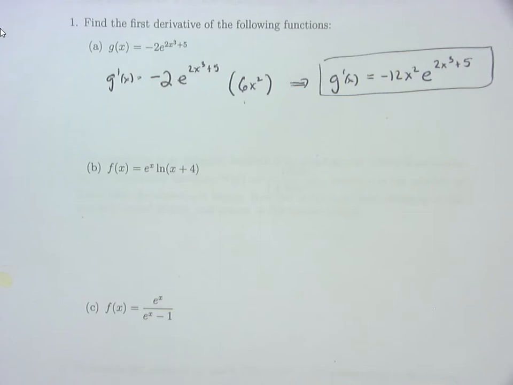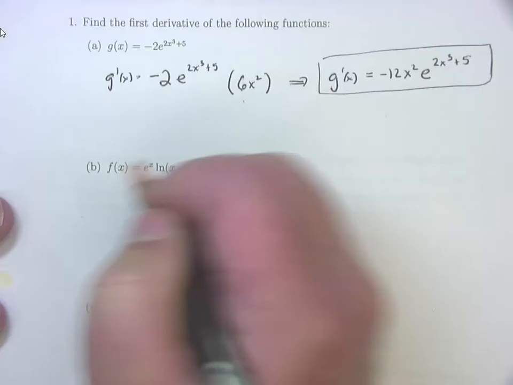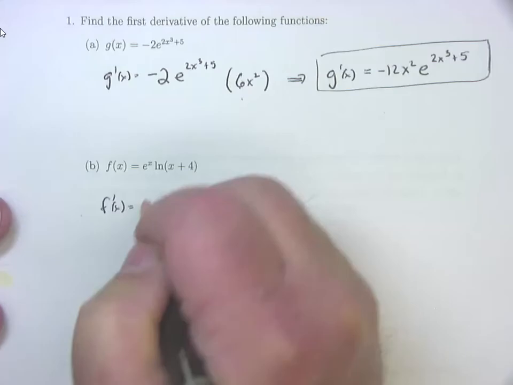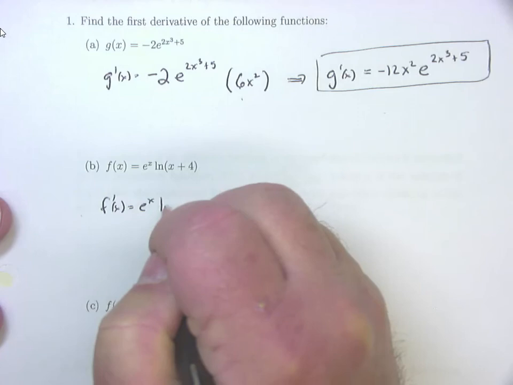B, f of x is equal to e to the x times the natural log of x plus 4. What rule are you going to use to take the derivative of e to the x times the natural log of x plus 4? Product rule. You're the first times the derivative of the second plus the derivative of the first times the second. Labeling is everything. So f prime of x is equal to, derivative of the first. What's going to be the derivative of e to the x? Exactly. E to the x.